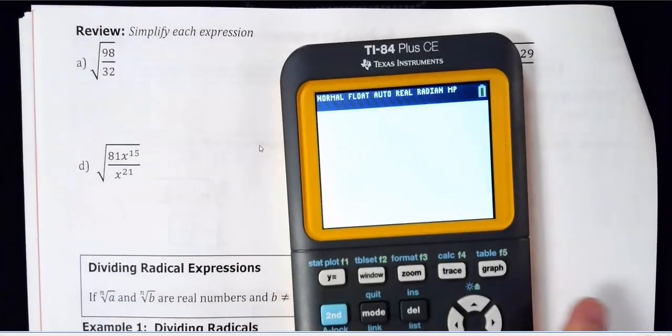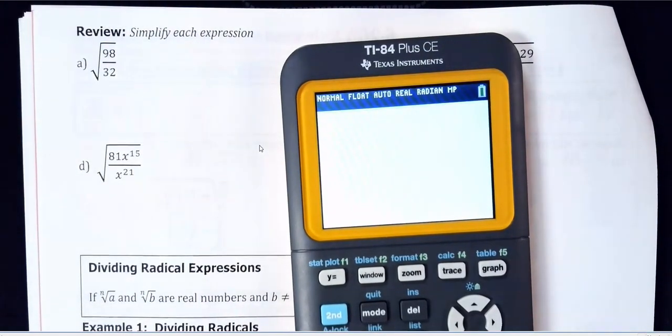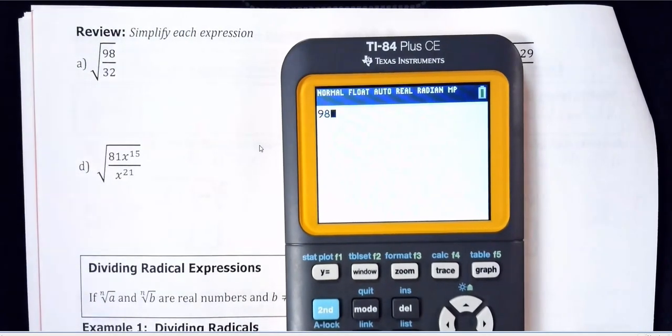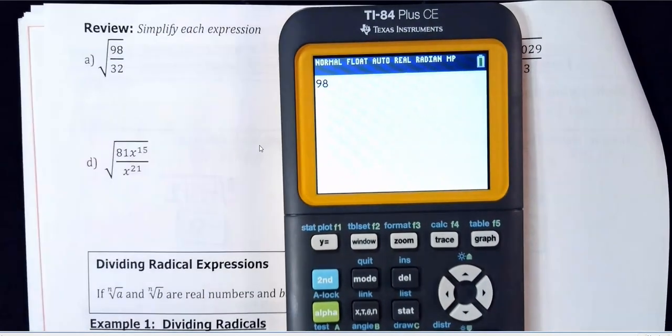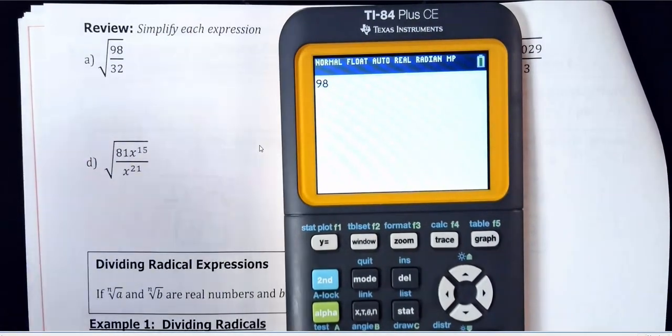Okay, so the very first problem I have back here just says 98 over 32, right, under a square root. I'm just going to grab my calculator, and if I haven't already told you this, I'm going to show you how to do it real quick. If you have a scientific calculator, those also do this, and I will be happy to show you how to do it on there as well.